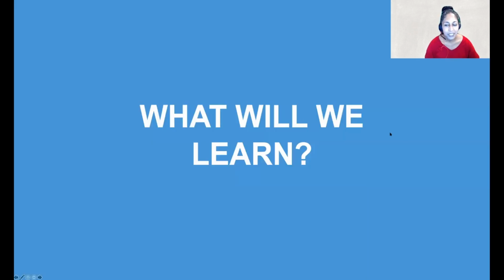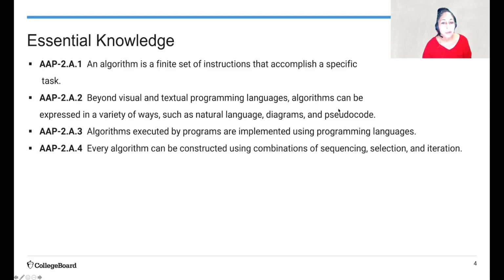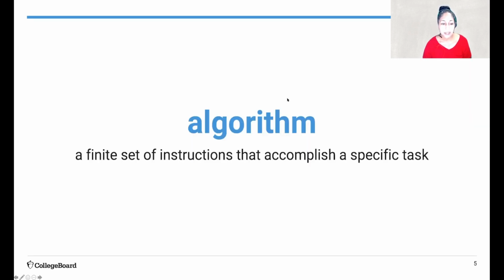So what are we learning today? We're going to be learning how to express an algorithm that uses sequencing. We'll be looking at how algorithms are represented, as well as the core components that make up an algorithm. An algorithm itself is defined as a finite set of instructions that accomplish a specific task.